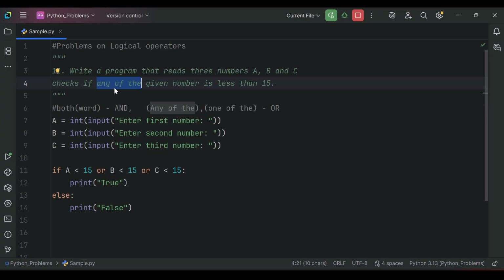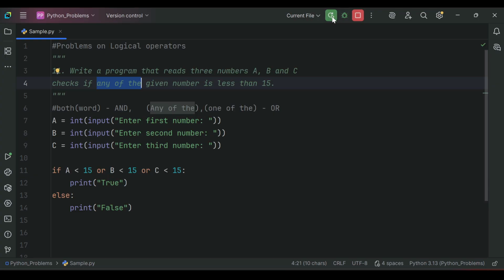Any of the word given means it indicates the OR symbol. That's why the condition is: first number A is less than 15, or B is less than 15, or C is less than 15. If any one condition is satisfied, the output will print true, otherwise it will print false.